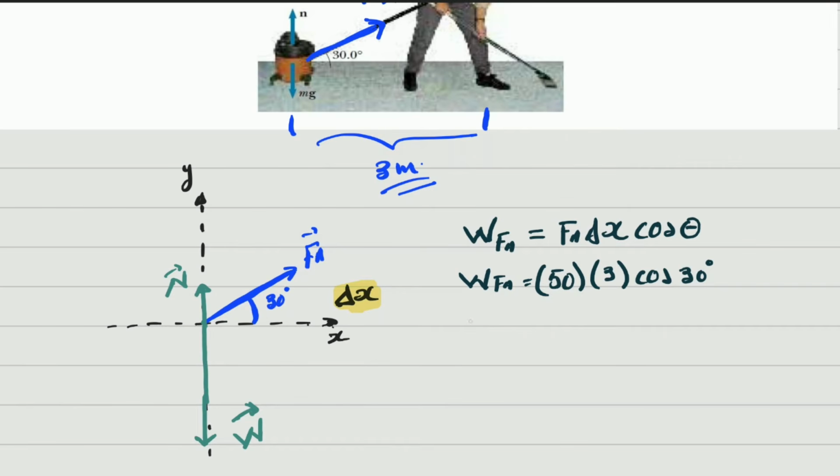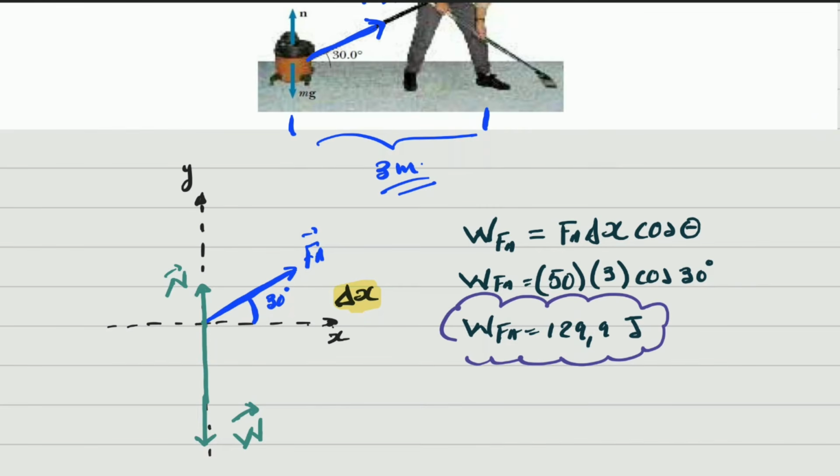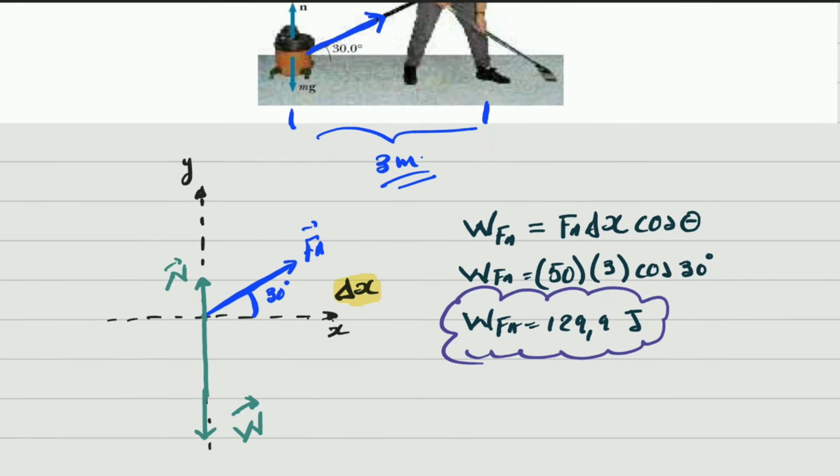Okay, so when you calculate this one, the answer is 129.9 joules. Joules is the unit for work. So this is the answer for the calculation of the work done by the force.